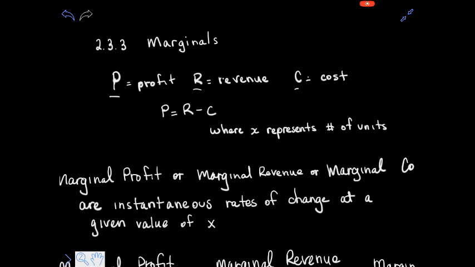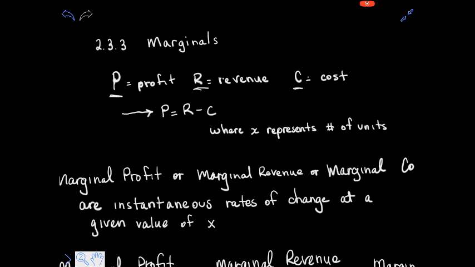Okay, the last part of the discussion for section 2.3 involves marginals and marginal analysis. It's an application of economics, and a marginal is a rate of change. Specifically, we're going to study the rate of change of profit, revenue, and cost. So the rate of change of profit, the rate of change of revenue, and the rate of change of cost.